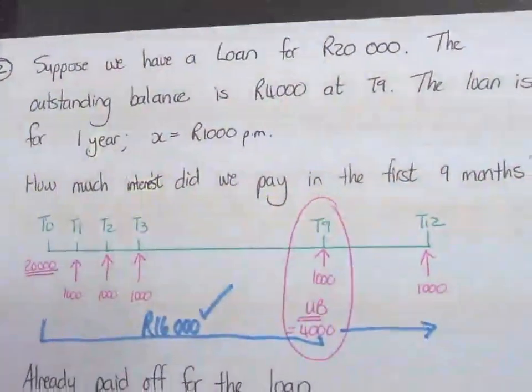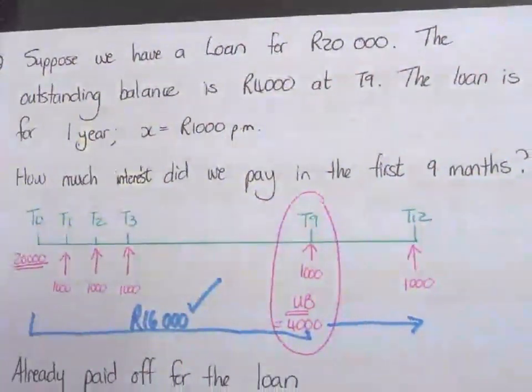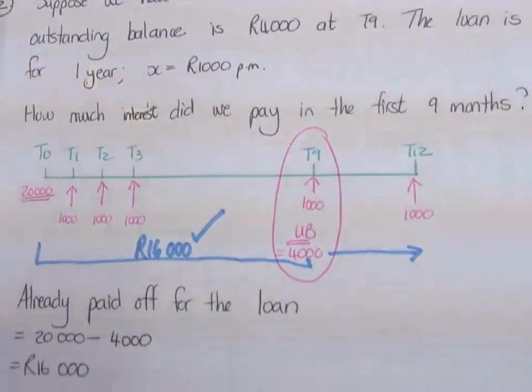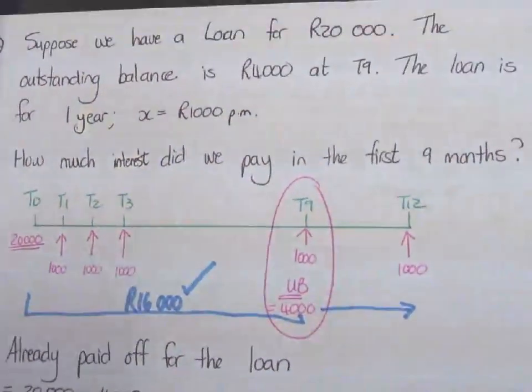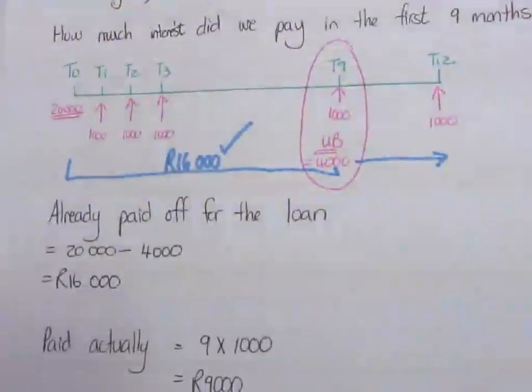Okay, the question again. Suppose we have a loan for 20,000. The outstanding balance is 4,000 at time 9. The loan is 1 year, and I monthly pay 1,000 rand. Not the interest rate. They asked for how much interest? Okay, are you with me? You can expect questions like this. So use your common sense. Don't think because it's outstanding, I have to use the outstanding.